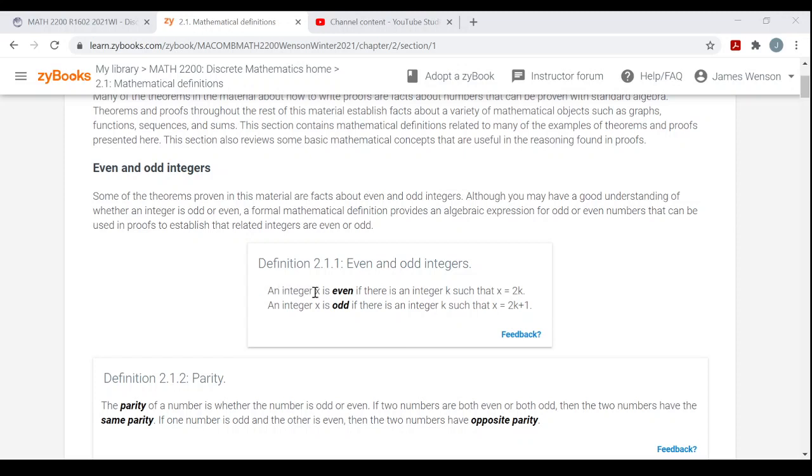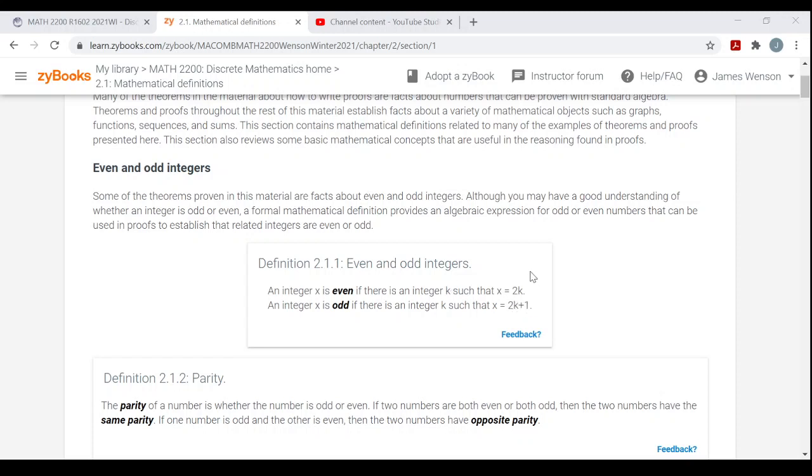So an integer x is even if there is an integer k such that x equals 2 times k. Basically an even integer is an integer multiple of 2. We'll see how that's used in proof writing in a later section. An integer x is odd if there is an integer k such that x equals 2k plus 1. Because if you think about it, every odd integer is just an even integer, 2k, plus 1, isn't it?